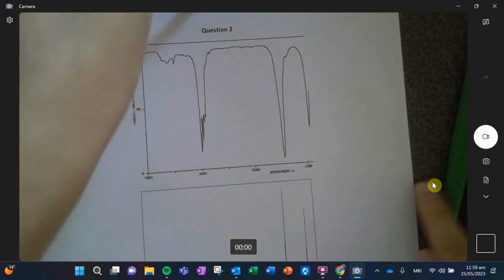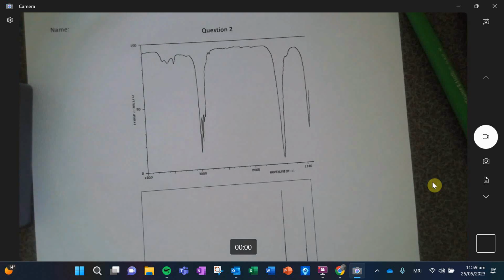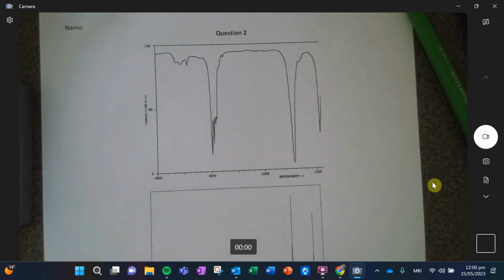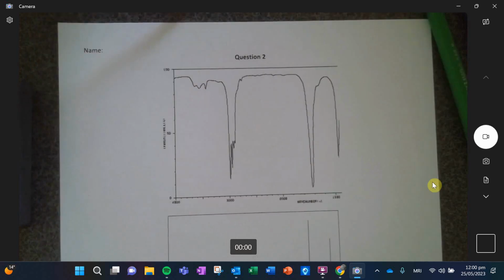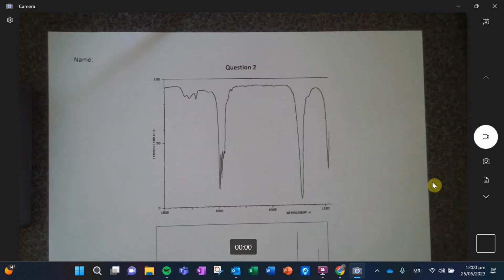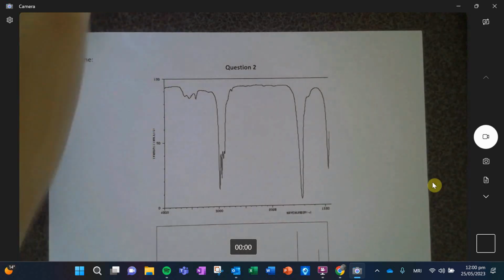Yeah, I know I made some boo-boos, and there's like multiple question 2s. You want the one that looks like this one. It should be the second page. Yeah, I messed up. This is what happens.